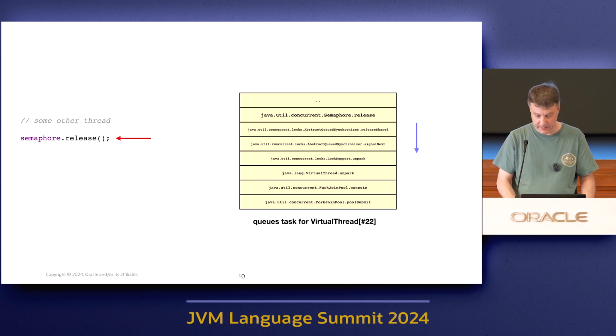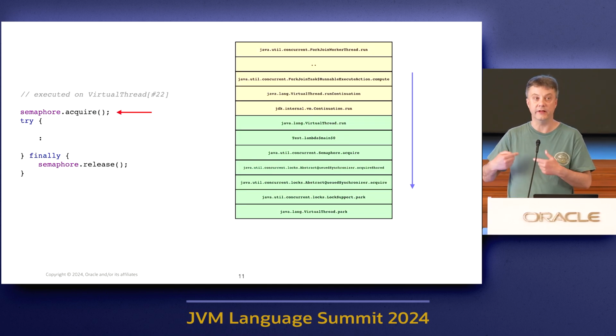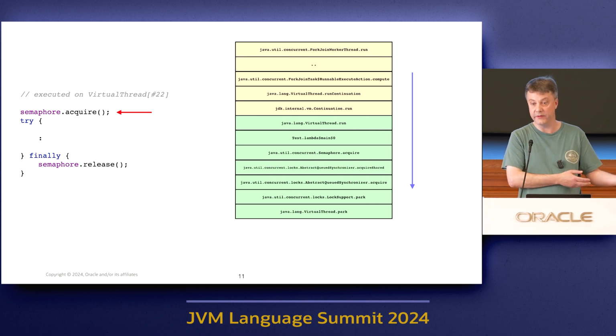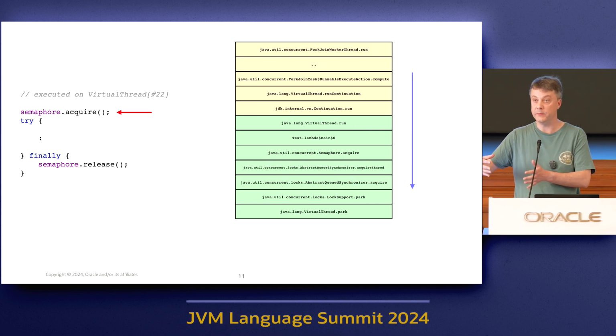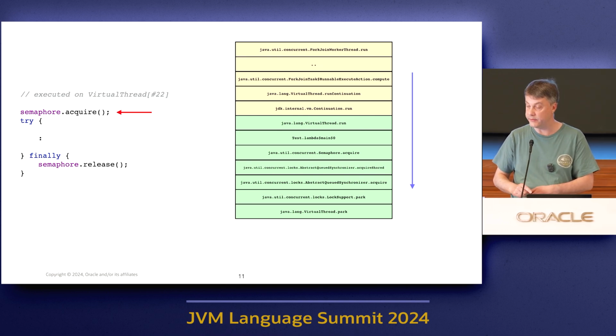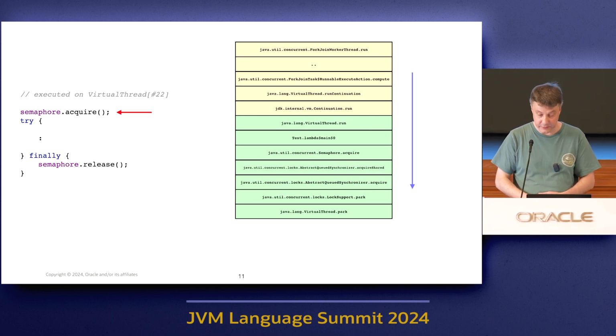For a virtual thread, that ends up queuing the task for that virtual thread back to the scheduler. So now when our scheduler schedules that virtual thread to continue, all of these stack frames that were copied over to the side are conceptually copied back onto the platform stack. Remember, it's optimized, it doesn't really do all of this. So we're back to where we were a couple of slides ago, where all our frames are there. We're still in semaphore acquire.